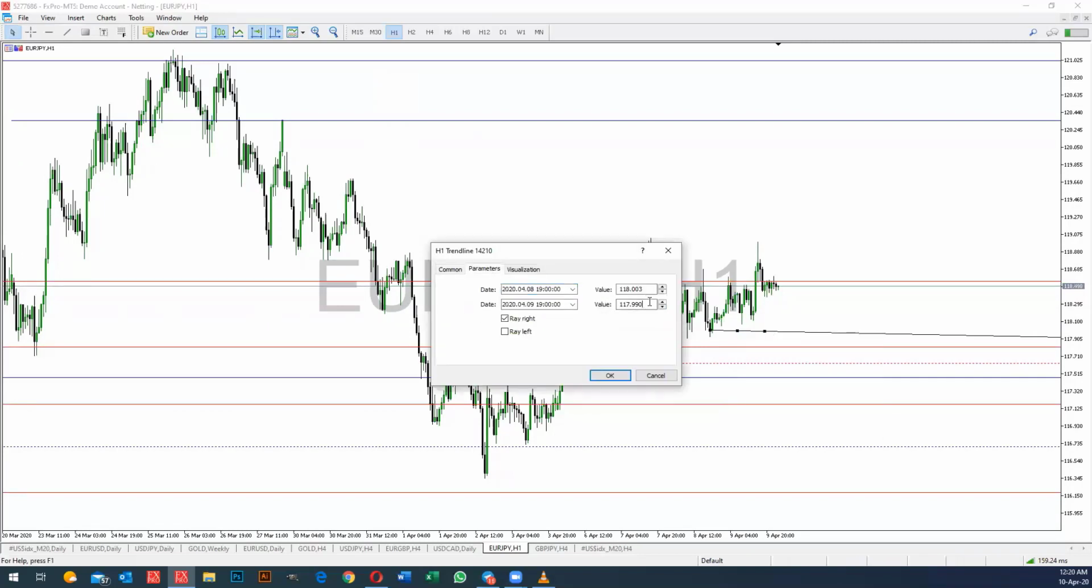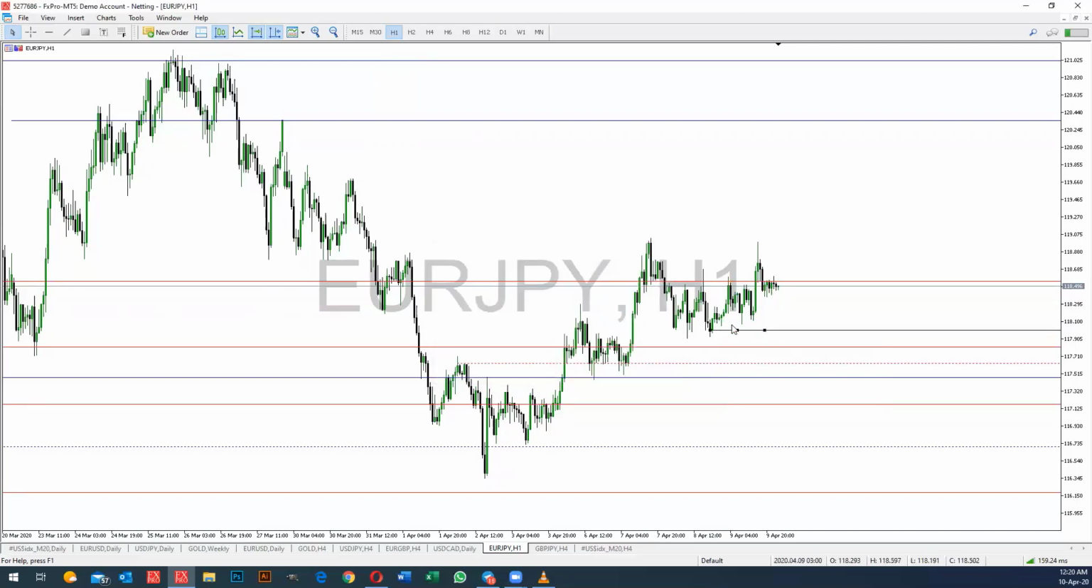So it's coming in at 118. You see, it's coming in at exactly 118. That's where it's coming in. You see, 118 is an interesting area to look for long entries to the upside.